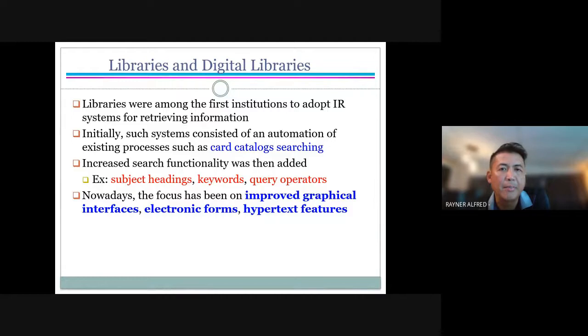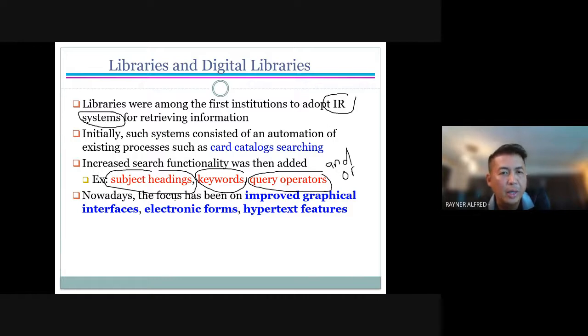Okay, and since then, the libraries were among the first institutions to adopt the IR system, because when you look at our library, long time ago, 20 years ago, we liked to keep everything in the library. We had physical books, but now we have everything in digital format, e-copy of books, e-copy of journals, so it is easier to store and retrieve them. Okay. So normally we use subject headings or keywords or query operators, for example AND, OR, and so on, in order to search for certain information.